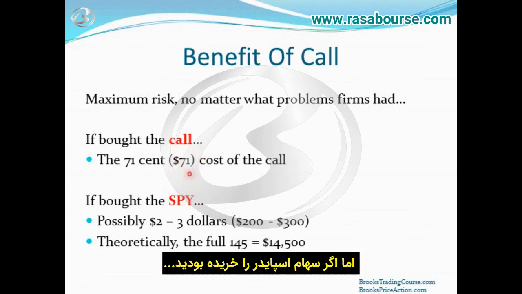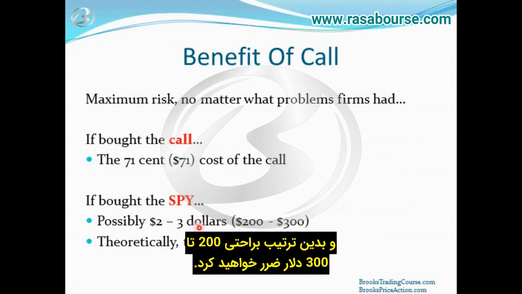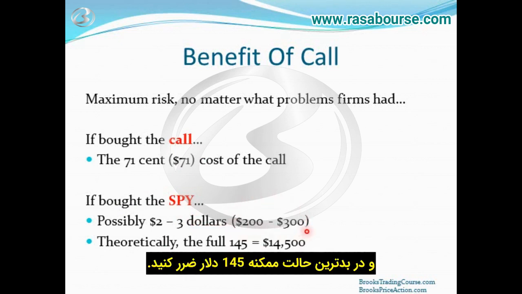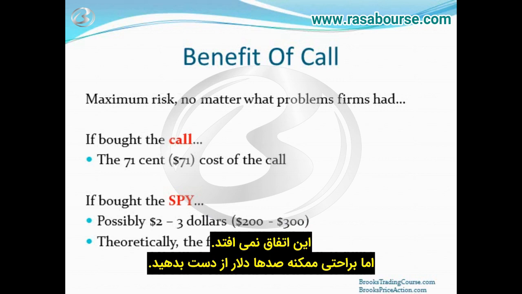If you bought the spider itself, it's possible if your data went down or if the broker had problems, the spider could fall $2 or $3 more before the problem was fixed, and you could easily lose $200 to $300. Theoretically, you could lose the full $145, which is $14,500. That's not going to happen, but you certainly could lose hundreds of dollars.